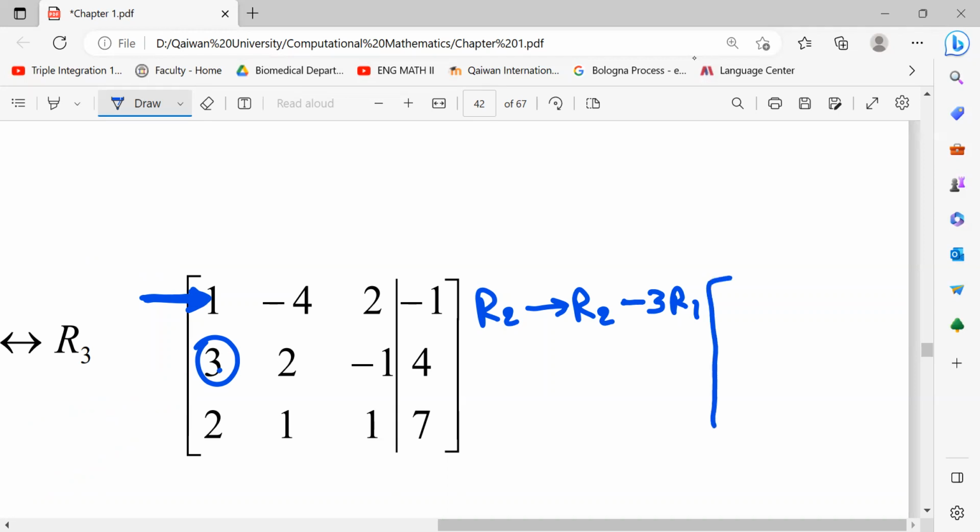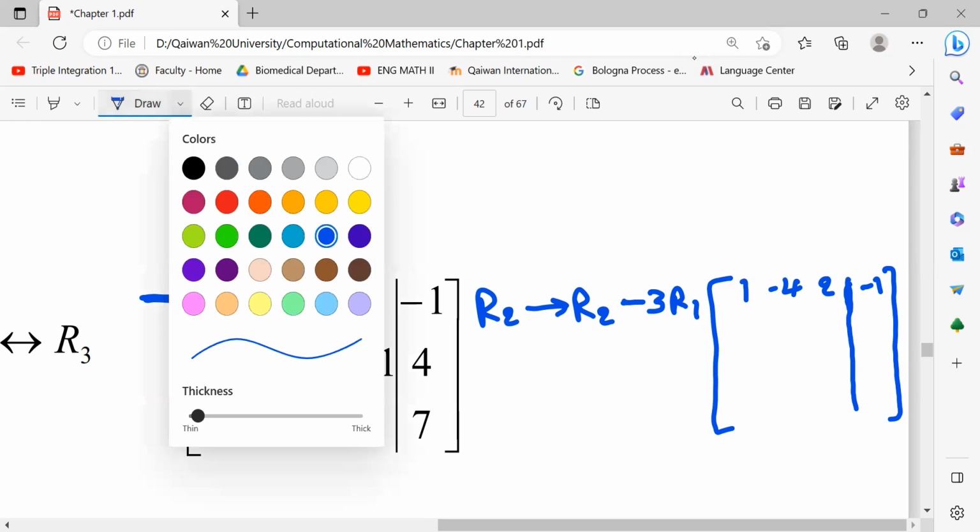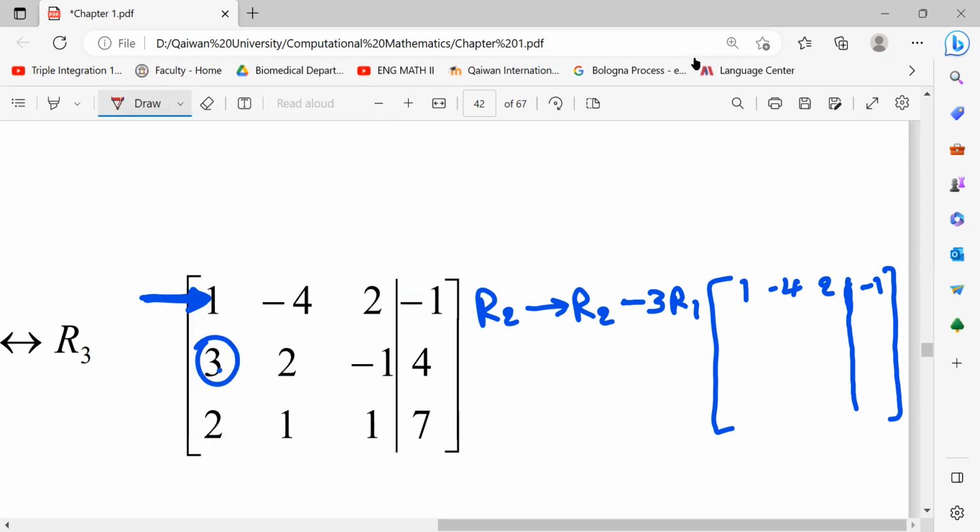Let's write down what we get. We haven't made any change in row 1, so we write down the same: 1, -4, 2, -1. And then in row 2, what we did? We multiplied row 1 by -3 and added to row 2. If we multiply row 1 by -3, what we get? -3, 12, -6, 3. Now we add these entries to row 2.